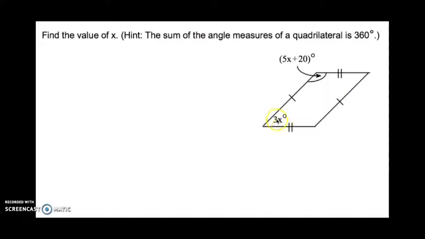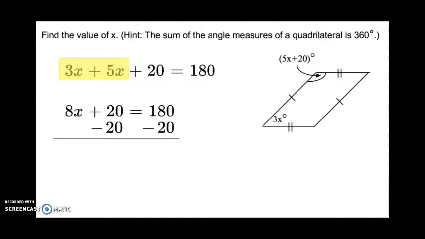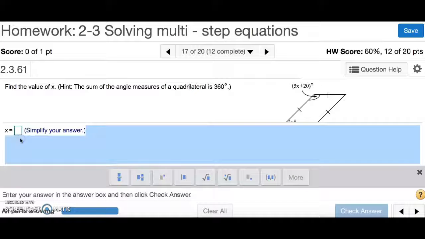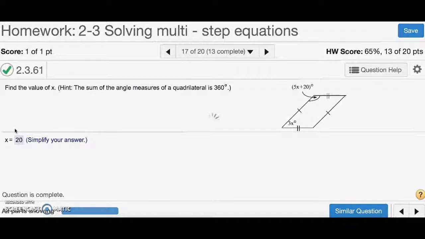That means we're going to add these two angles up and set them equal to 180, because the sum of these two angles would be 180. Now we combine our like terms, which is 3x and 5x, and get 8x. Subtract 20 on both sides, I will get 160. Divide both sides by 8, and I'll get 20. So x is going to equal 20 for this one, and that's going to be the answer. Typing in the answer, we get 20. That's the answer.